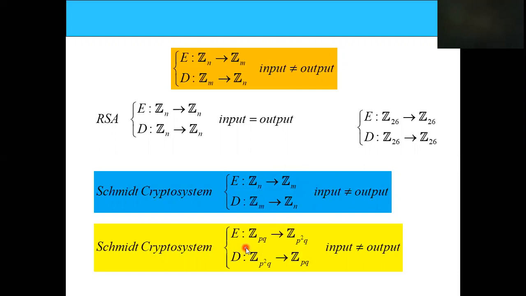In the Schmidt crypto system, you can take any plain text from the set Z_pq, which after encryption maps onto Z_p²q. In that case, the input set is smaller than the output set. It means the space of plain text is smaller as compared to the space of ciphertext. So how can we perform this when input is not equivalent to output?